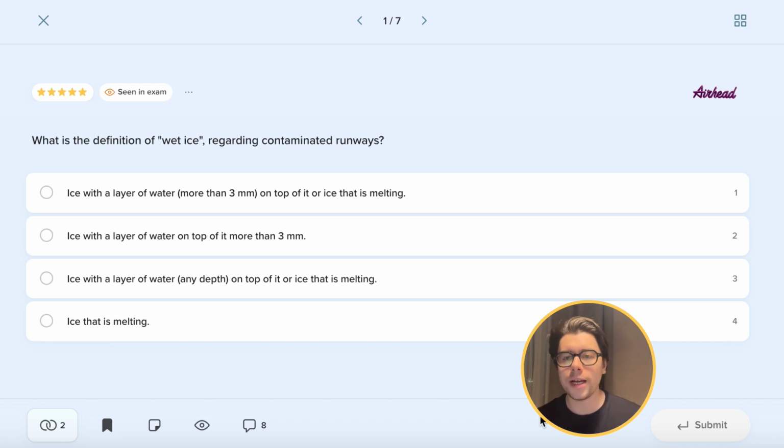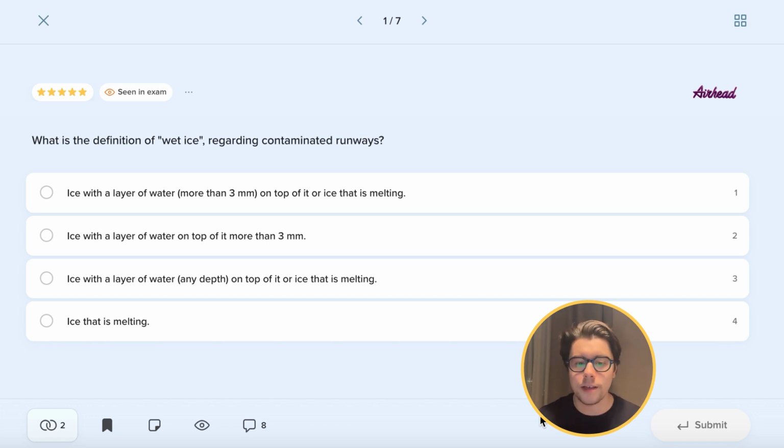Unfortunately, when it comes to runway contamination, there isn't really a simple way of remembering it. You simply have to memorize the tables that are given. However, the tip I can give you is to always remember that runway contamination is only reported as affecting your braking performance if it covers at least 25% of the runway.